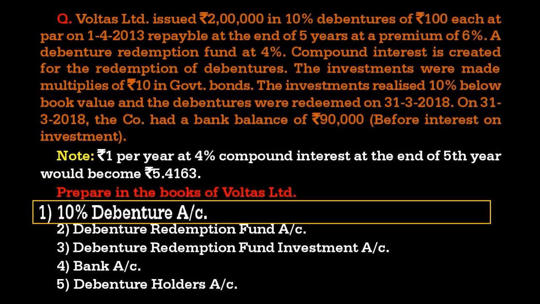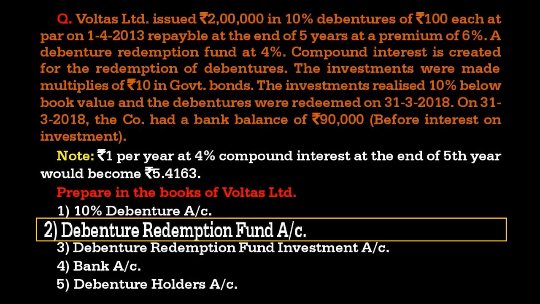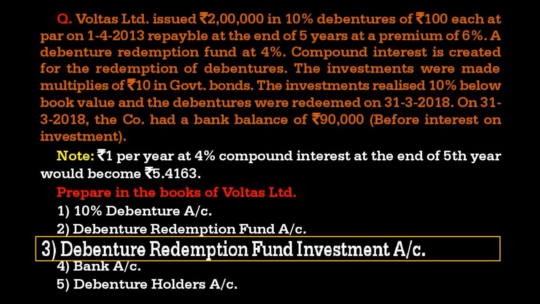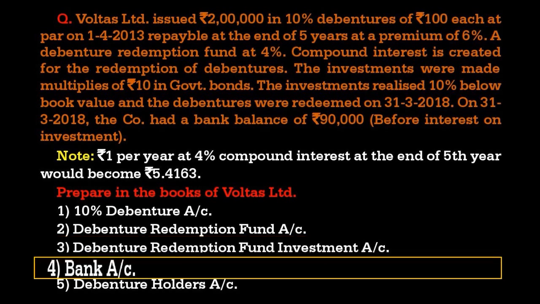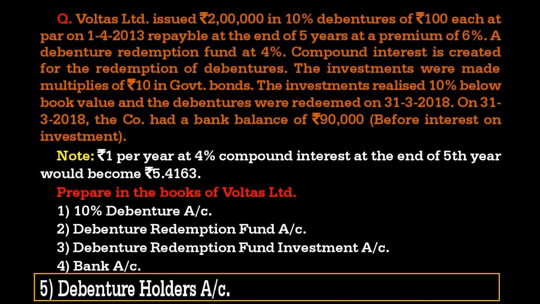Number 1, 10% debenture account. Number 2, debenture redemption fund account. Number 3, debenture redemption fund investment account. Number 4, bank account. Number 5, debenture holders account.